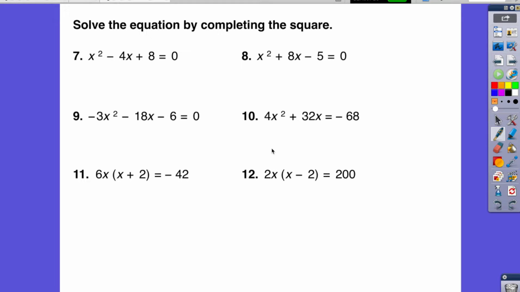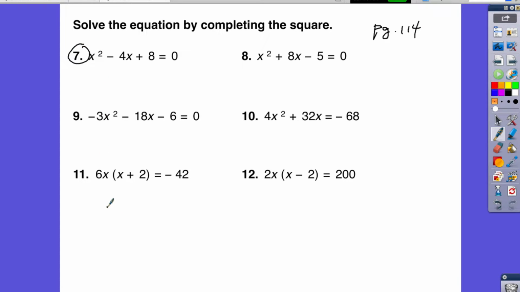Okay, let's move on to solving equations by completing the square. And I am now on page 114, if you want to follow along. Page 114, and I'm going to do monitoring progress 7 down here.